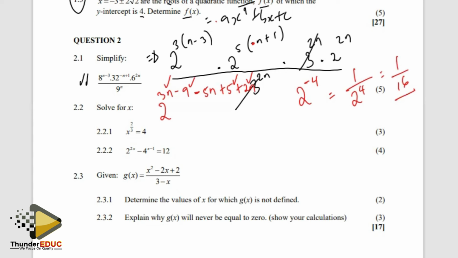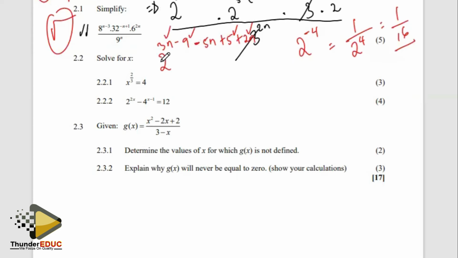So it's all about applying just the laws of exponents, okay? So sometimes if that is brought in form of the square root, remember square root is just exponent a half. If it's a cube root, it is exponent 1 over 3, and so on and so forth. Then 2.2, they want us to solve for x, okay?